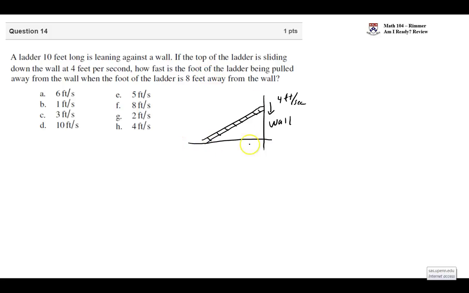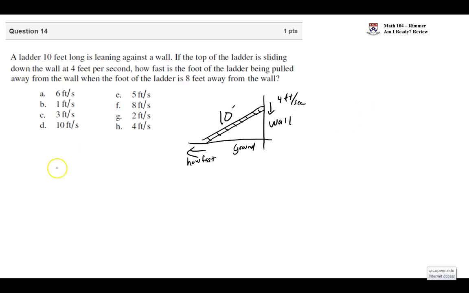Here's the ground. So that's going to cause that to go in that direction. And we want to know how fast, at the particular instance when the foot of the ladder is 8 feet from the wall. And so the ladder doesn't collapse. It stays as a 10-foot ladder.